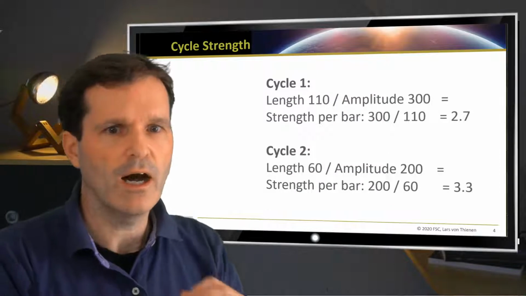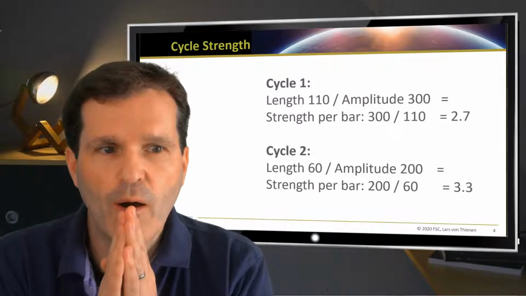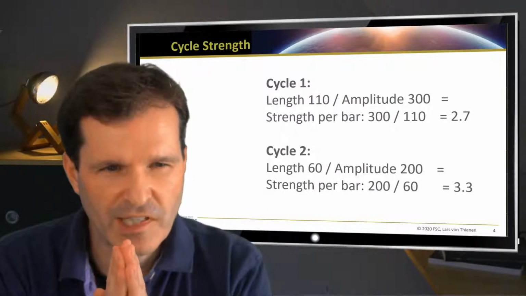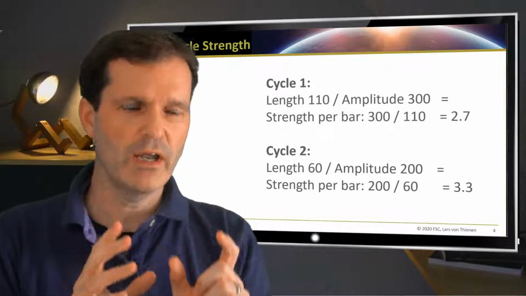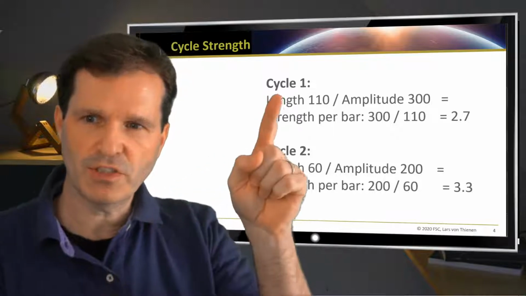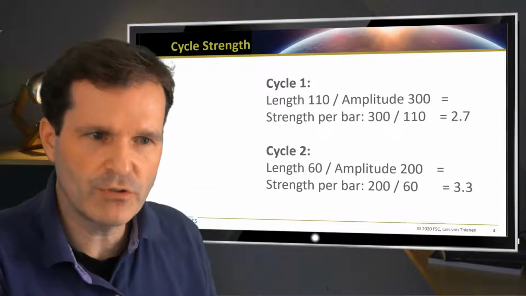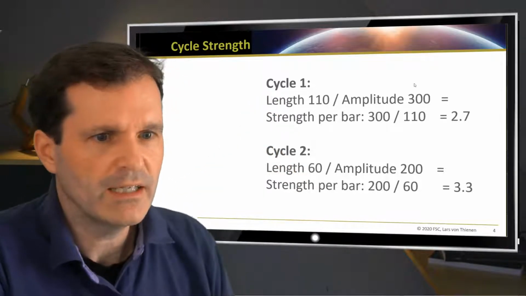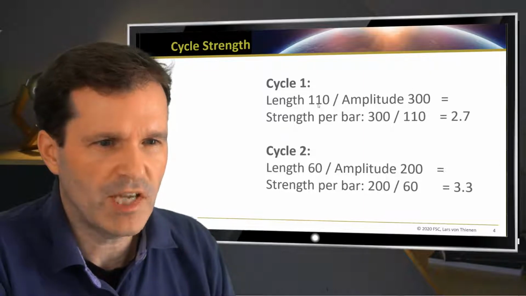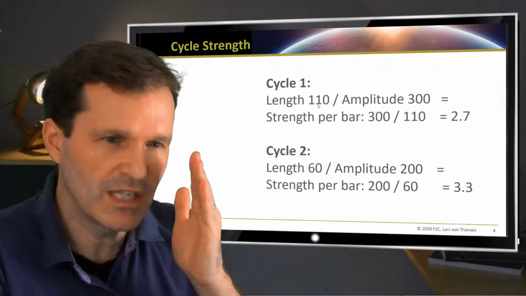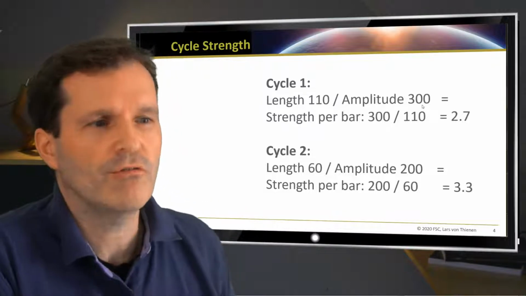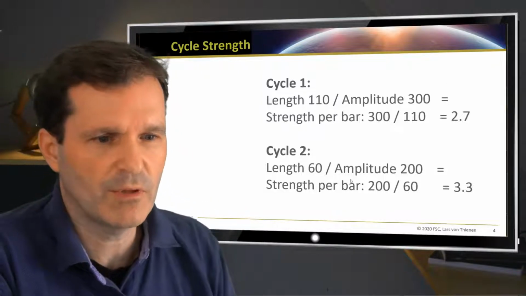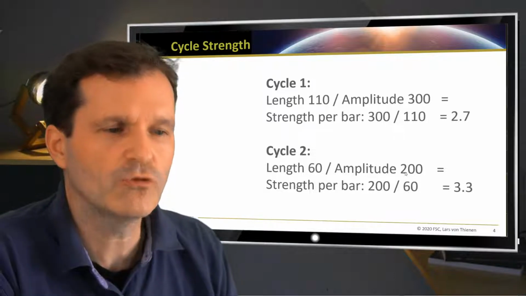measurement of the power of the cycle per bar. And this is what we're looking for. What does it mean? Let's look at these numbers here. There is one example, the first cycle, which I've outlined here, with a length of 110. These are the bars or the days, a cycle length of 110 and an amplitude of 300. And the second cycle with a length of 60 and an amplitude of 200.